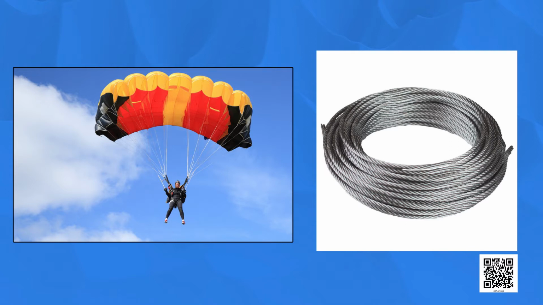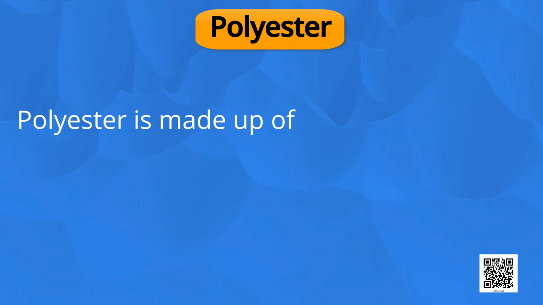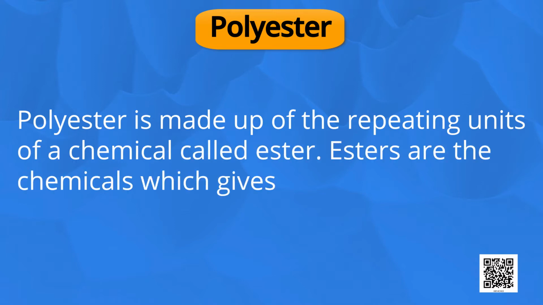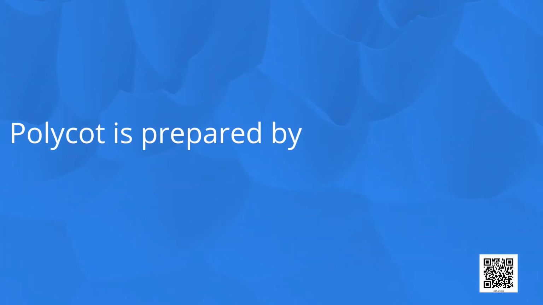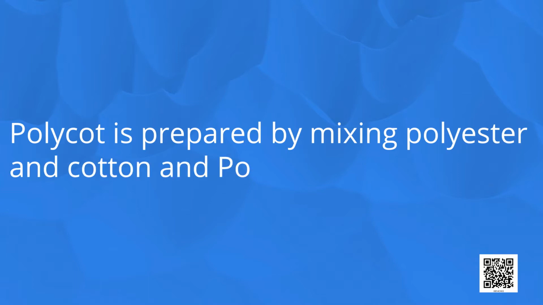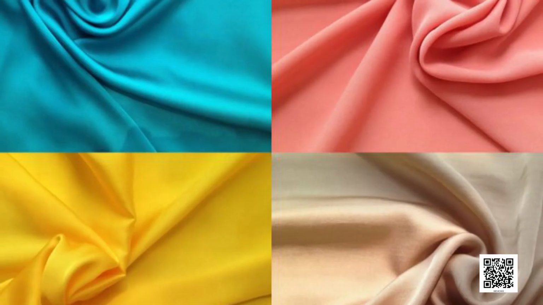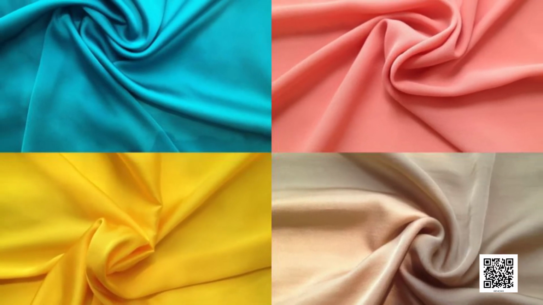Students, now we shall learn about third type of synthetic fiber, that is polyester. Polyester is made up of the repeating units of a chemical called ester. Esters are the chemicals which give fruits their smell. Fabrics are sold by names like polycot, polywool and terrycot. Polycot is prepared by mixing polyester and cotton, and polywool is a mixture of polyester and wool. The fabric made from the fiber do not get wrinkled easily and is easy to wash.